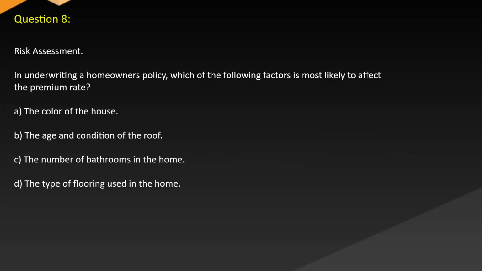Question 8. Risk assessment in underwriting a homeowners policy. Which of the following factors is most likely to affect the premium rate? A. The color of the house. B. The age and condition of the roof. C. The number of bathrooms in the home. D. The type of flooring used in the home.